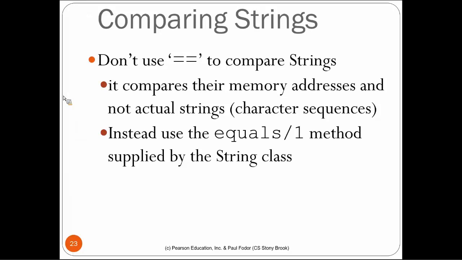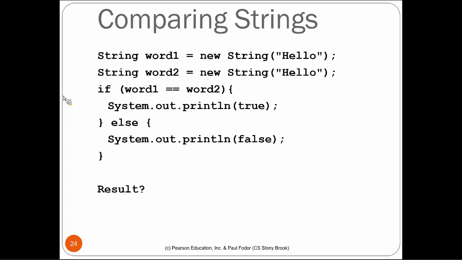Now, when you compare strings, you should never use the double equal operator, because instead of comparing the strings, it will compare their memory addresses, not the actual strings. Always use the dot equals method, which is supplied by the string class. And I will show you an example. For instance, let's assume that we have two words, word 1 and word 2. They are two strings. They both contain the same letters, hello and hello.